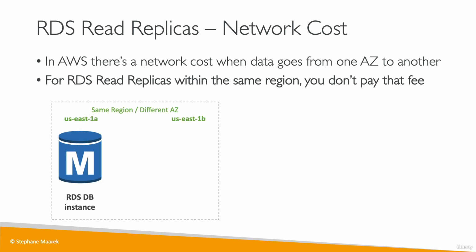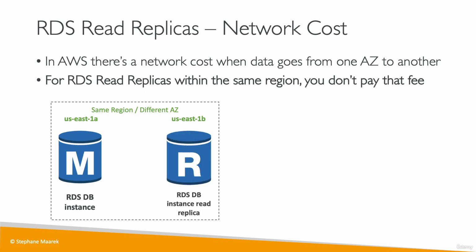So what this means is that if you have an RDS DB instance in US East 1A, and then a read replica in US East 1B, and there is asynchronous replication because this is a read replica, even though the traffic goes from one AZ to a different AZ, that replication traffic is going to be free because RDS is a managed service and they give you that traffic for free.